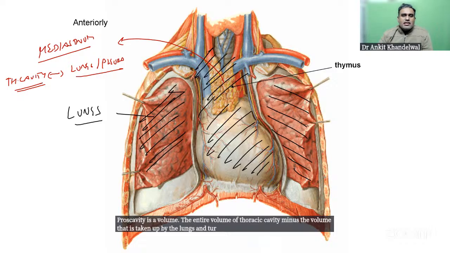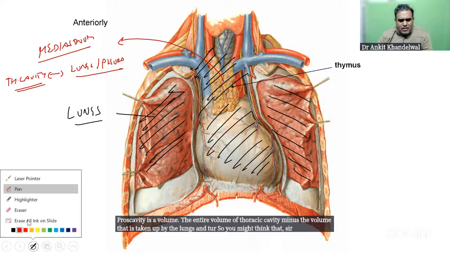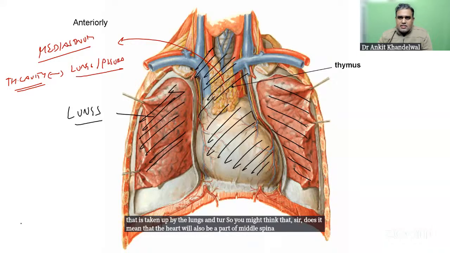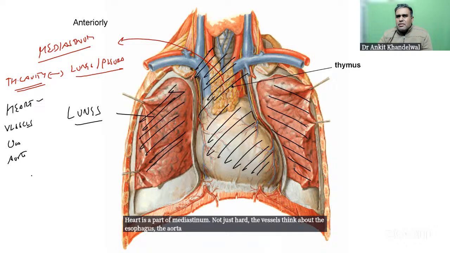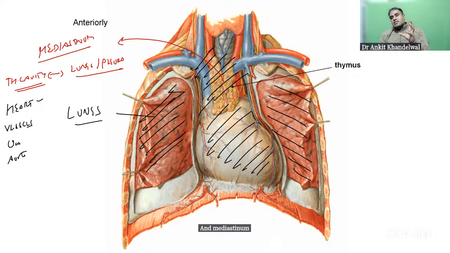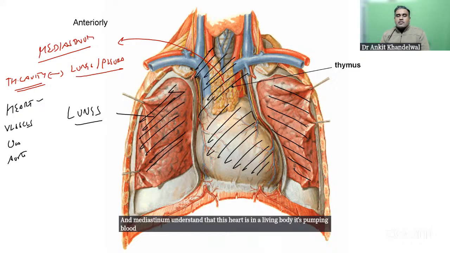So you might think that, sir, does it mean that the heart will also be a part of mediastinum? Absolutely, yes. Heart is a part of mediastinum. Not just heart, the vessels. Think about the structures, the esophagus, the aorta, right? And many structures that you'll see, they are all a part of mediastinum. And understand that this heart is in a living body, it's pumping blood. And there are veins and arteries also coming out of it.